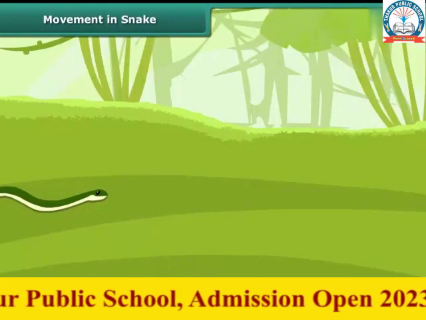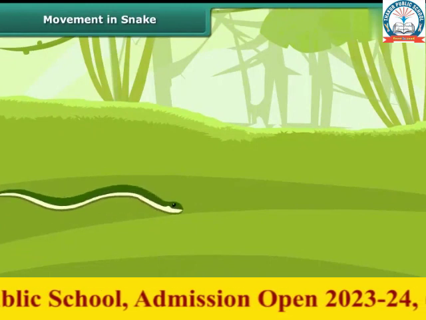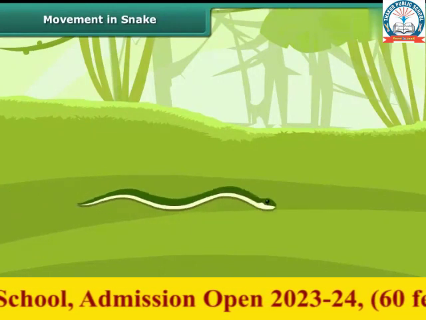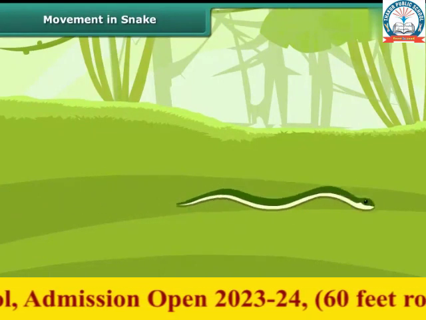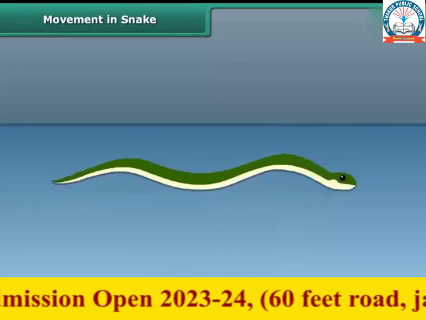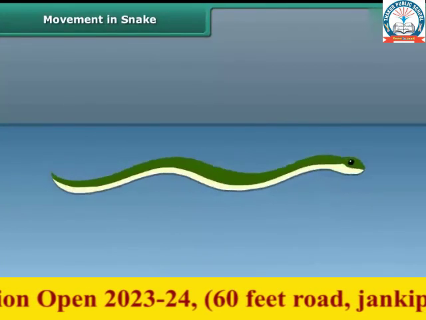Movement in snake. Snakes move in S-shaped loops and in a zigzag manner. They cannot move in a straight line. They have difficulty in moving on very smooth surfaces.